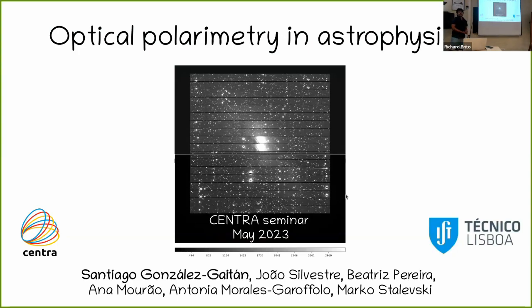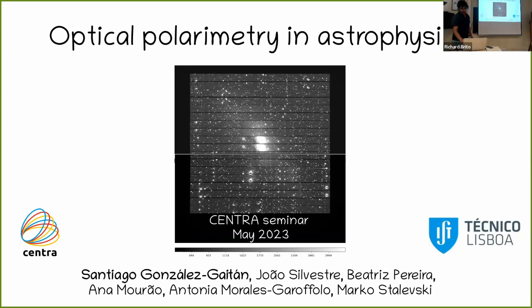And that's optical polarimetry in astrophysics. That sounds a bit broad. I'm going to particularly talk about supernovae, kilonovae, and active galactic nuclei. And this work that I'm going to show is with these close collaborators. In particular, I want to mention Joao, Beatriz, and Ana, who are part of CENTRA and are actually here. So you can make all the hard questions for them.